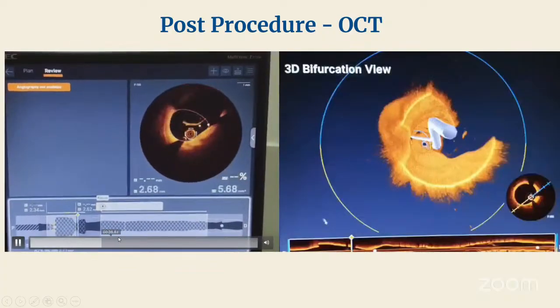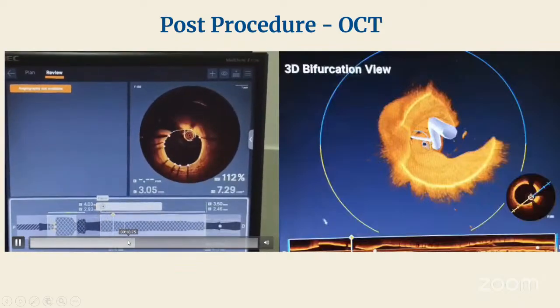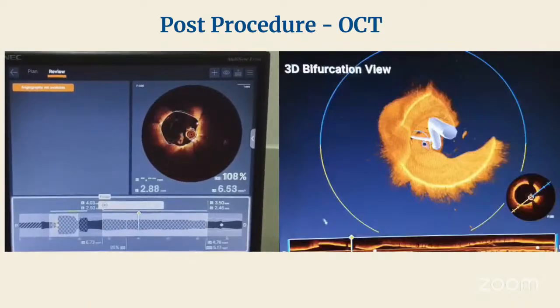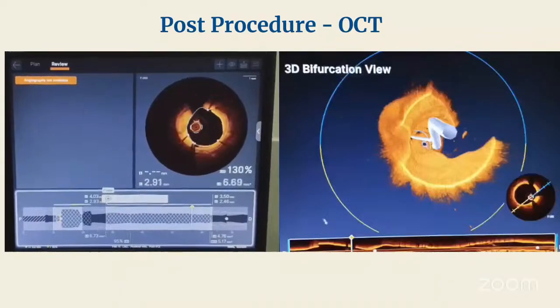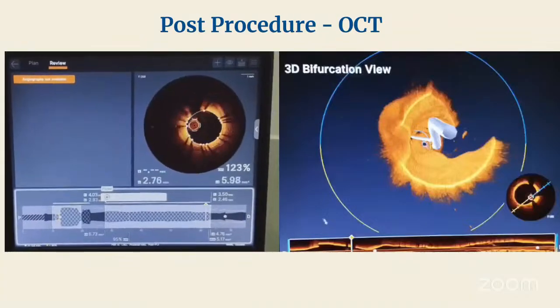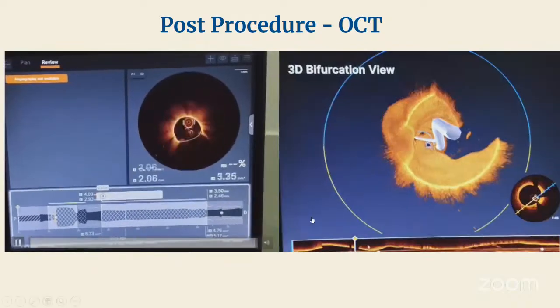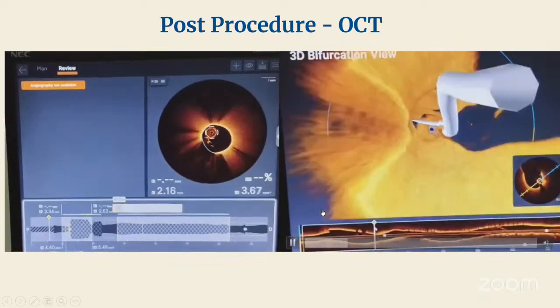Here you can appreciate the stent marking in a sunray appearance. You can see that it is well expanded, well opposed. A little bit of dye artifacts are being seen, but overall, the whole stent is very well expanded, and we have done a proper optimization of that particular lesion.